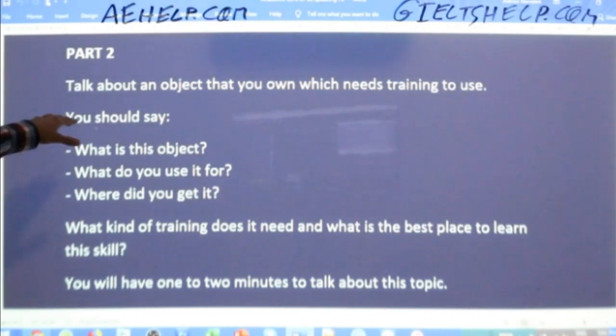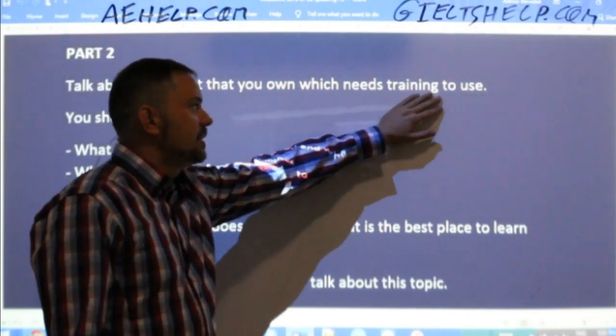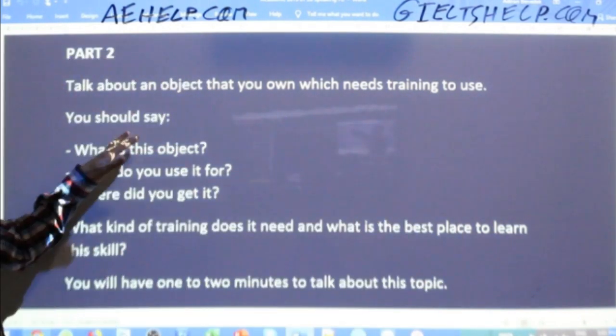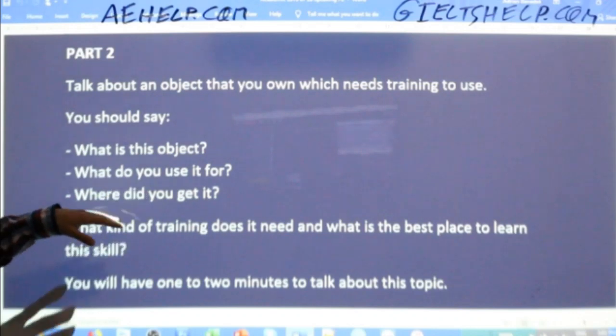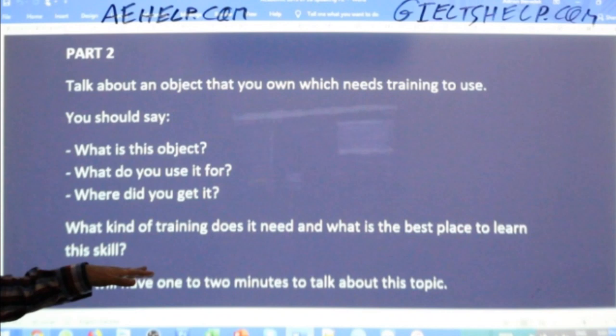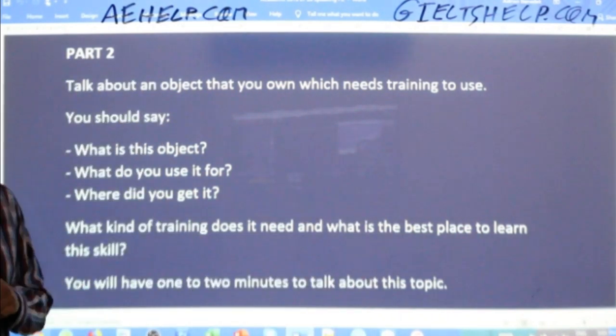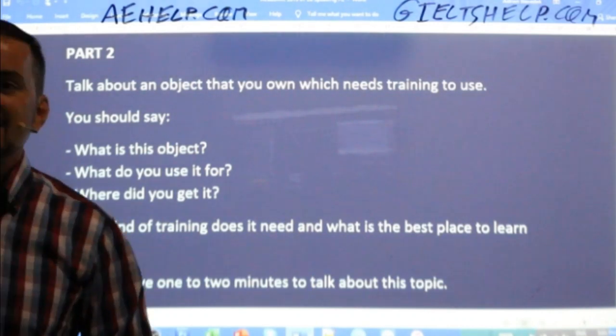Here is our cue card question for this class. Part 2, talk about an object that you own which needs training to use. You should say, what is this object? What do you use it for? Where did you get it? What kind of training does it need? And what is the best place to learn this skill?